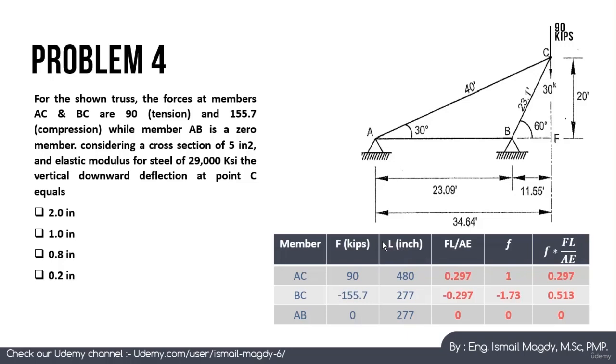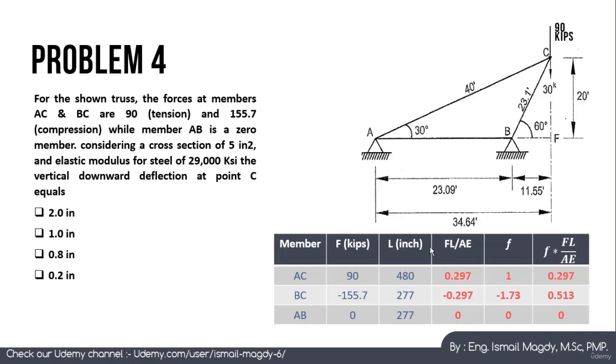After that, we are going to insert the lengths, and we are going to make them in inches because we have the forces in kips, and we want the deflection to be in inches. So it is easier, instead of using the unit of feet, which is given, and instead of inserting 40 feet and 23.1 feet or whatever, we are going to convert all of them to inches. So AC is going to be 480 inches. We will multiply by 12. BC is 277 and AB is 277 inches. This AB is a zero member, so it is given as zero force.